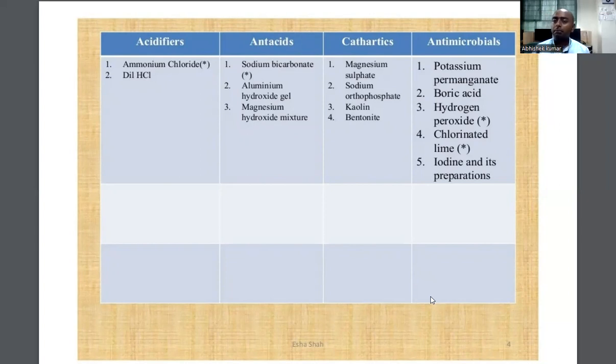Cathartics: magnesium sulfate is used as a cathartic, sodium orthosulfate is used as a cathartic. And antimicrobials: potassium permanganate, boric acid, hydrogen peroxide. These are all used as antimicrobial agents, acidifying agents, antacid agents, or cathartics.